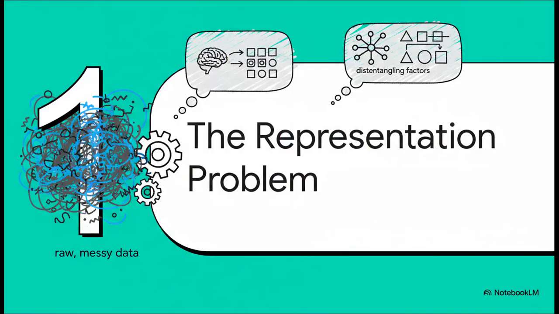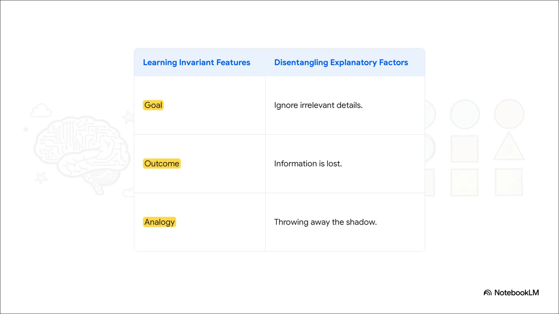Okay, so how does a machine even start to tackle a puzzle like this? Well, it turns out there are two main schools of thought, two big approaches to learning a good representation from all this raw, messy data. This slide lays out two really different ways of thinking about it. On one side, you've got learning invariant features. The goal here is pretty simple. Just learn to ignore the stuff that doesn't matter. Toss out the noise. But on the other side, you have disentangling explanatory factors, which honestly is way more ambitious.